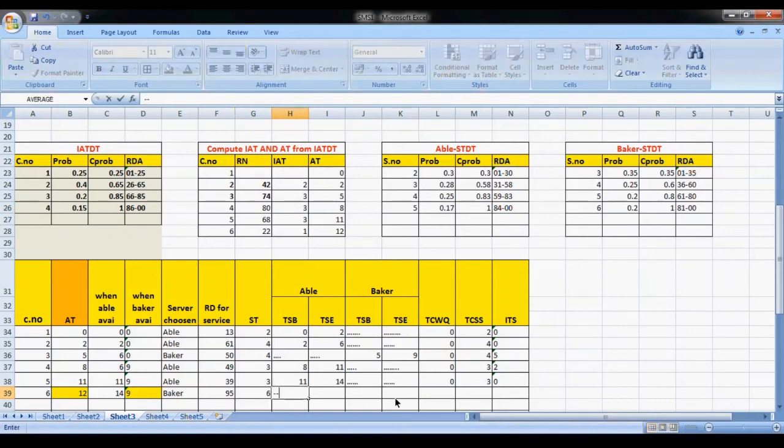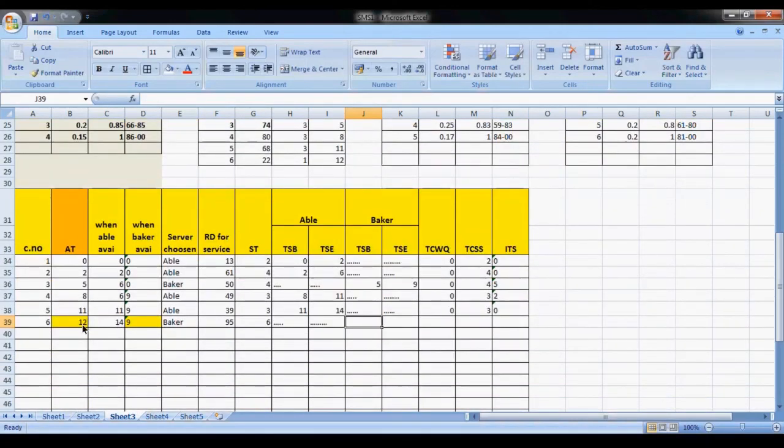Now we are not working with Able, we are working with the Baker. Out of these two, 12 and 9, the maximum value becomes the time service begins. 12 is the maximum, so time service begins at 12. Time service ends at 12 plus the service time, 12 plus 6 is 18. So I will write 18.